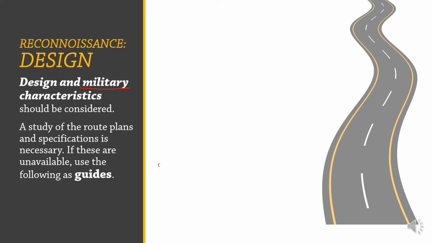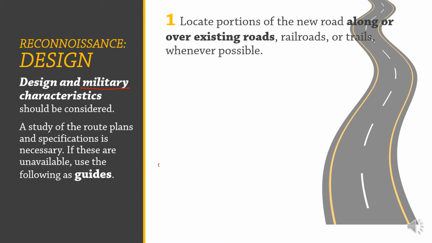So, a study of the route plans and specification is necessary, of course. If there is unavailable, use the following guides. So, first is you locate portions of the new road along or over the existing roads. So, if gagawa ka ng bagong daan, so it's either i-overlay mo yung existing road or malapit doon sa may existing road. Kasi, pag malapit lang doon, meaning, magiging madali yung operation mo.